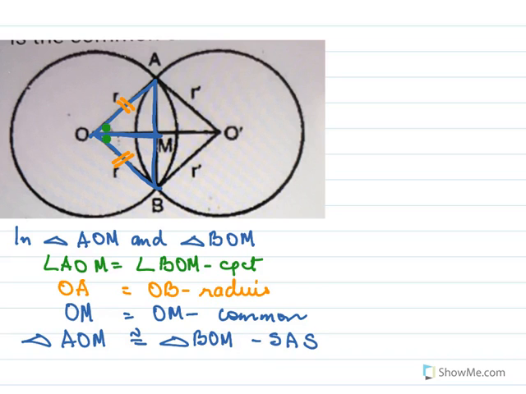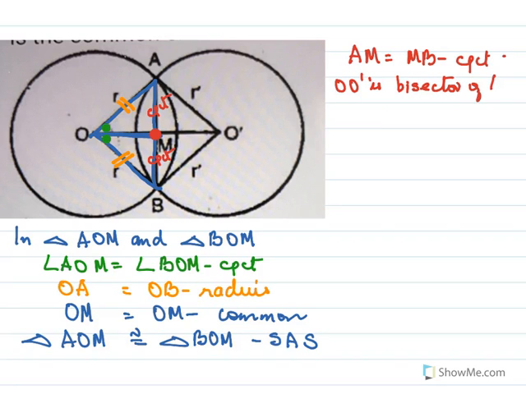So if they're congruent, we'll get onto the CPCT. I can say AM equal to MB by CPCT, which means OO dash is a bisector. That means M is the midpoint, and OO dash is the bisector of AB. We have to show it is perpendicular.